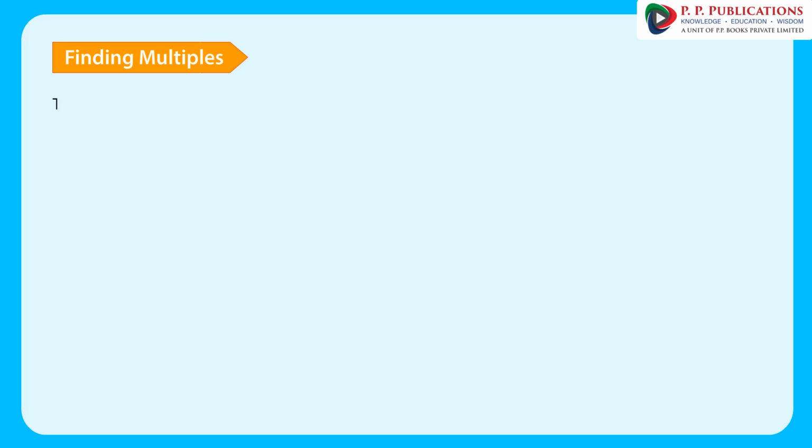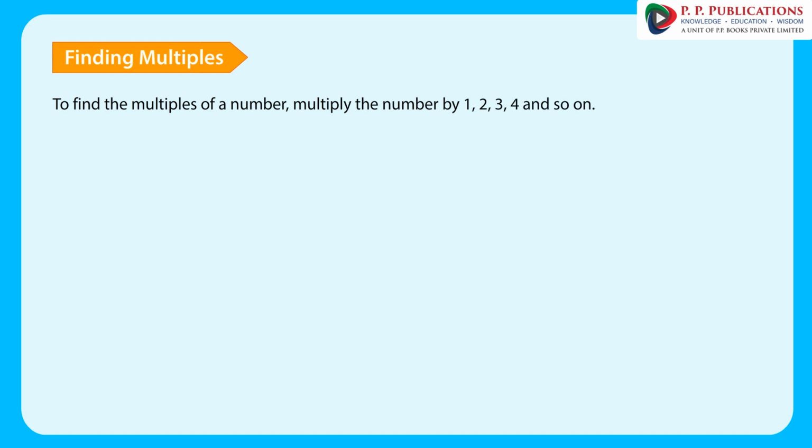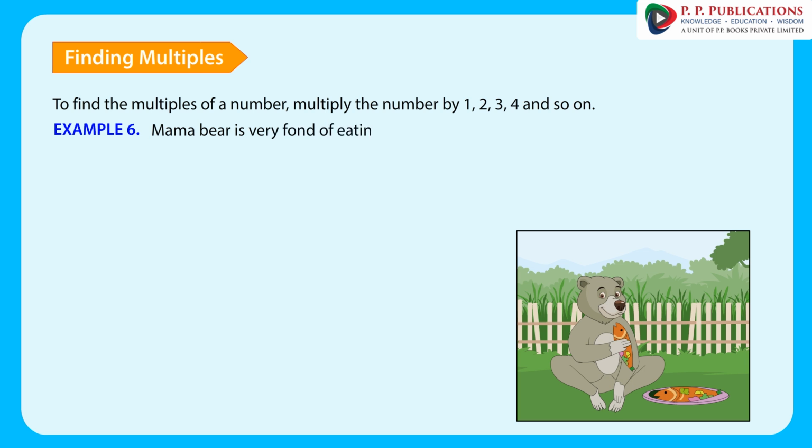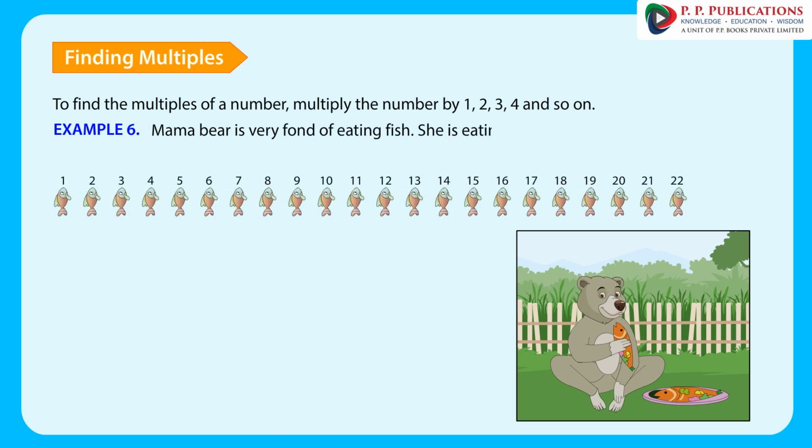Finding multiples. To find the multiples of a number, multiply the number by 1, 2, 3, 4 and so on. Example 6. Mama Bear is very fond of eating fish. She is eating every fourth fish. Which fish would she eat?